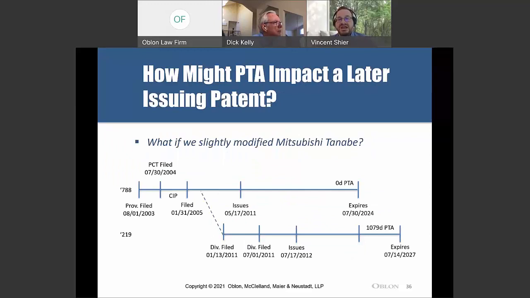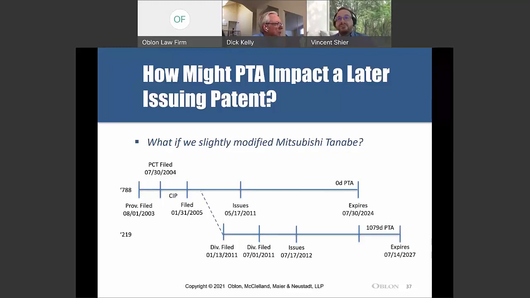But what if we changed slightly the fact pattern in Mitsubishi Tanabe? And in this instance, let's say the later granted patent is going to issue with a patent term adjustment, making it expire later.